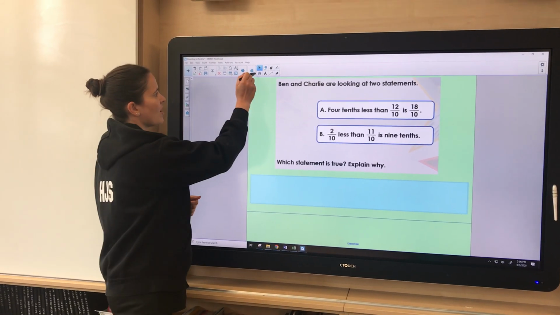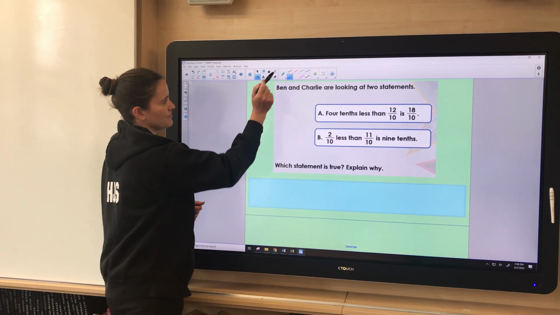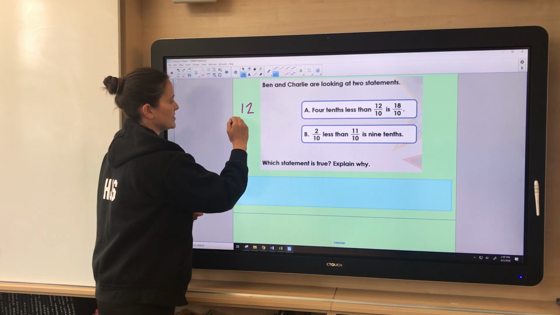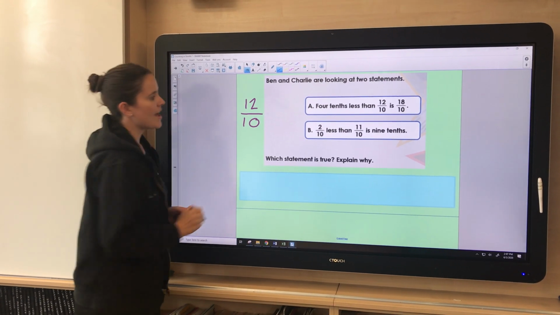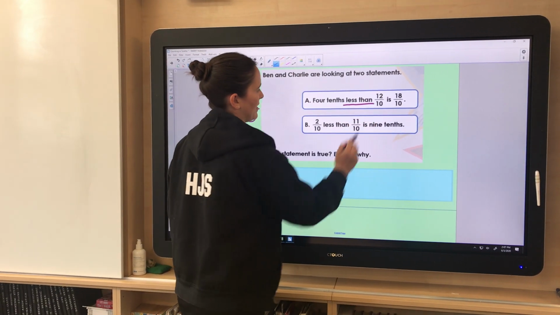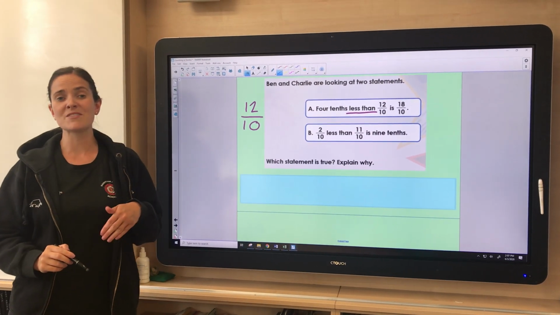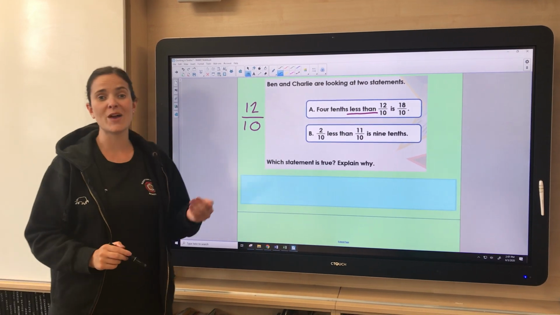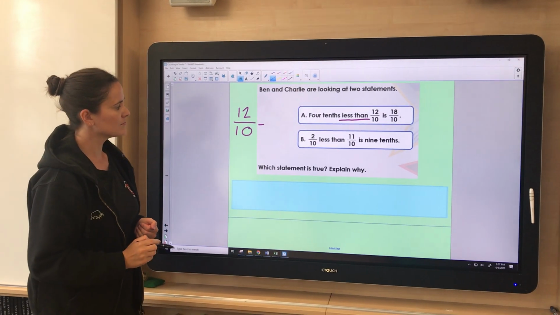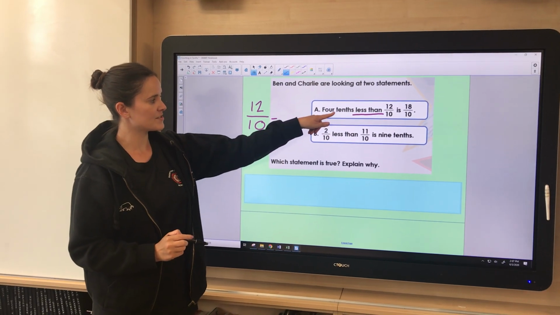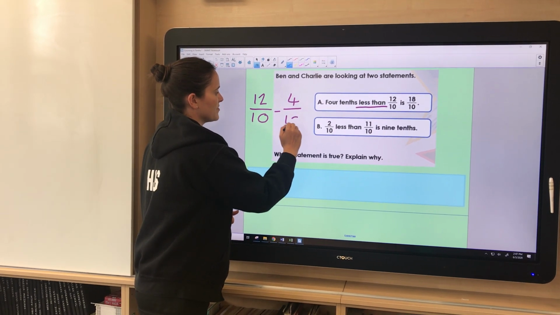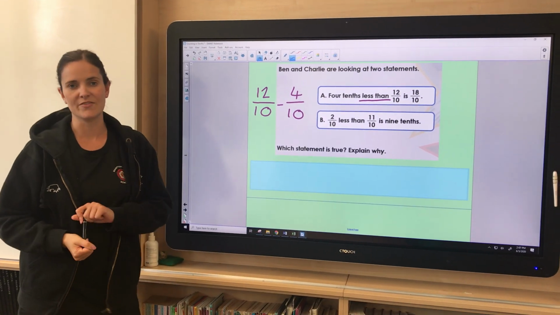So if I try and work out this calculation, starting off with my 12/10 here, and then I've got to look at my vocabulary in the question. Less than. If I want to find something that is less, I need to do a subtraction. So if I am subtracting 4/10 less than 12/10, I'm going to do 12/10 take away 4/10.